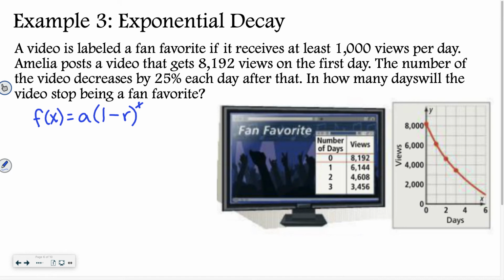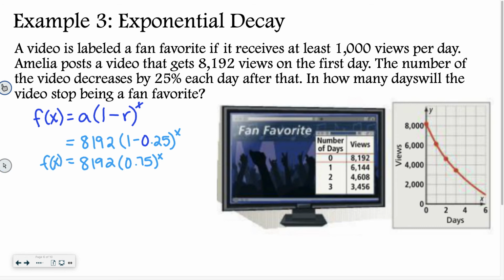Okay, so let's start plugging in information we know. A always represents our starting value, so 8,192 times 1 minus R. Remember, R represents your percentage as a decimal, so 25% as a decimal is 0.25, and then x power. So 8,192 times 0.75 raised to the x power is going to be my function.